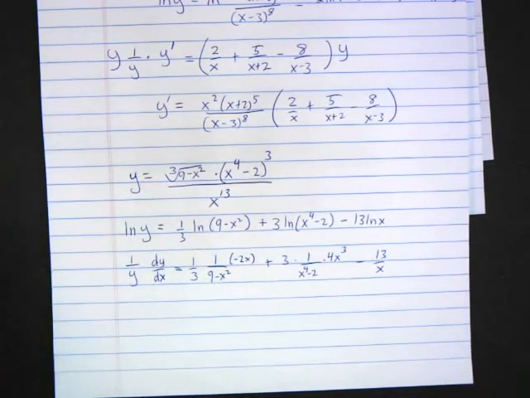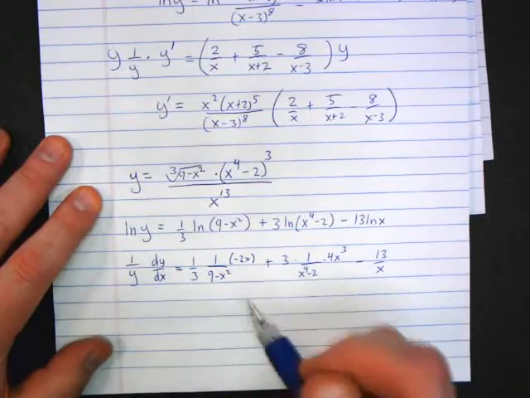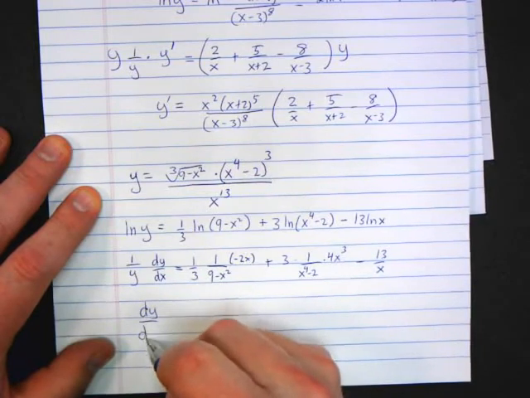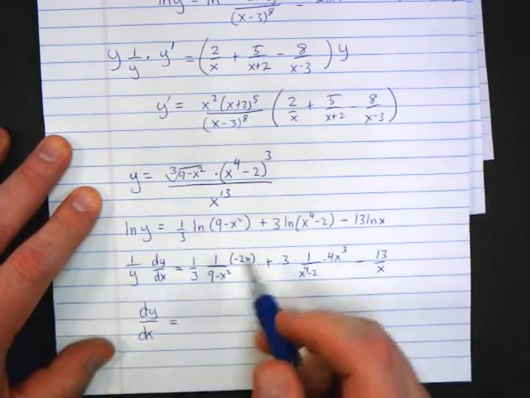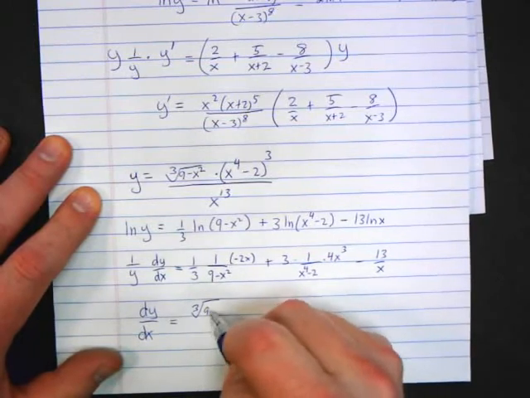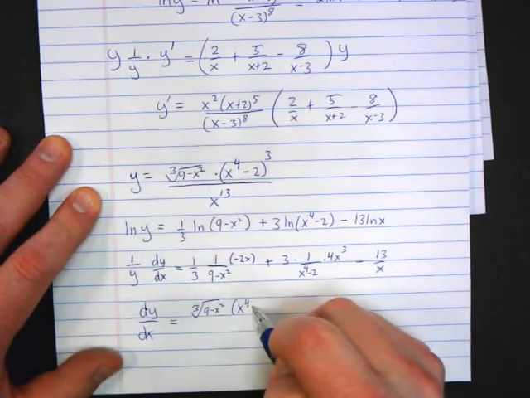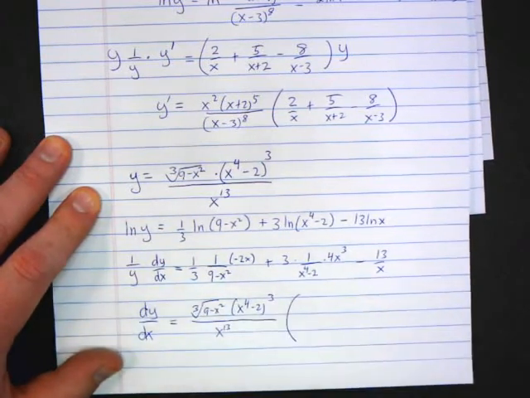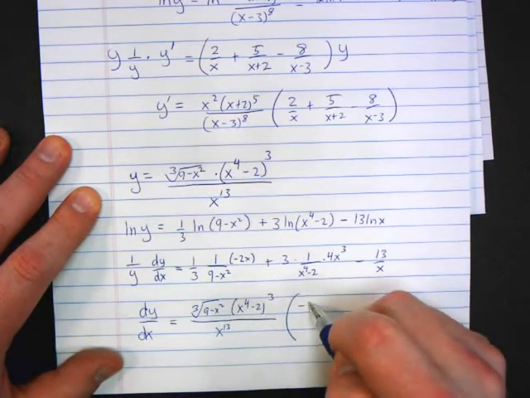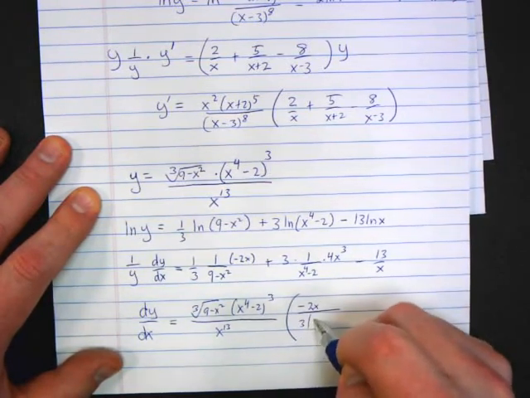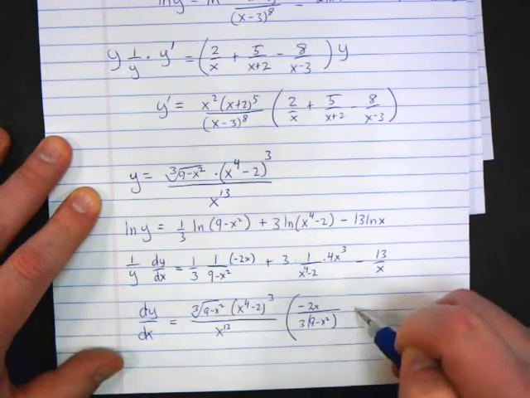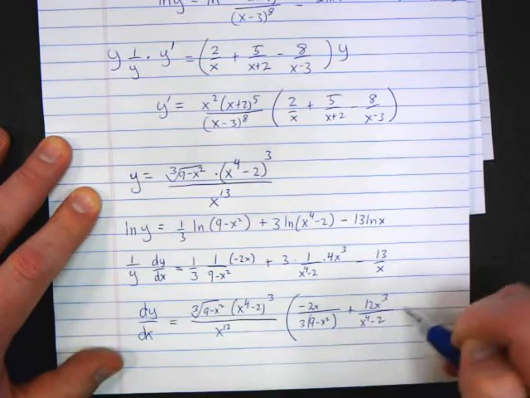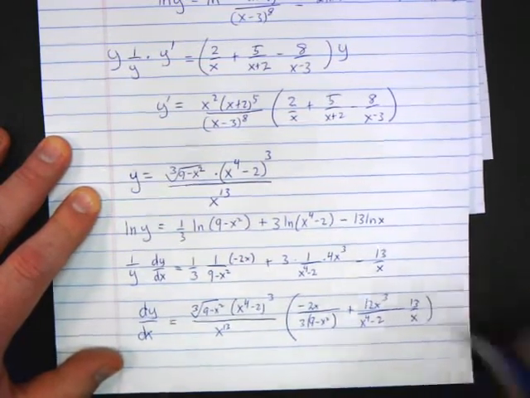Final answer is still not very nice. I mean, I didn't say these were going to be terribly pretty, but I think it's nicer than the way it would have looked if we'd have used the Calc 1 rules. dy dx is, I'm going to multiply by that y, so I'm going to have cube root of 9 minus x squared times x to the 4th minus 2 cubed divided by x to the 13 times negative 2x over 3 times 9 minus x squared plus 12x cubed over x to the 4th minus 2 minus 13 over x.